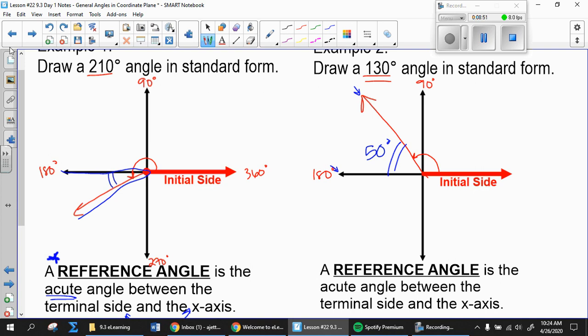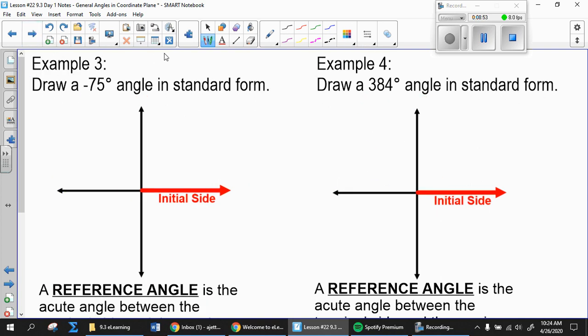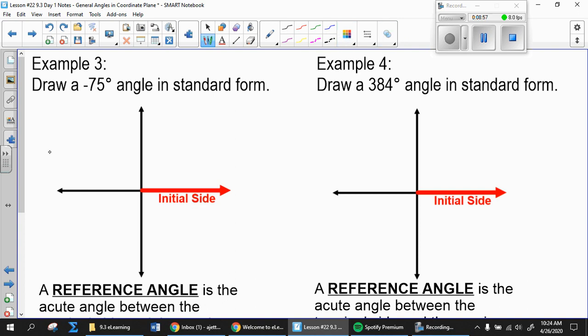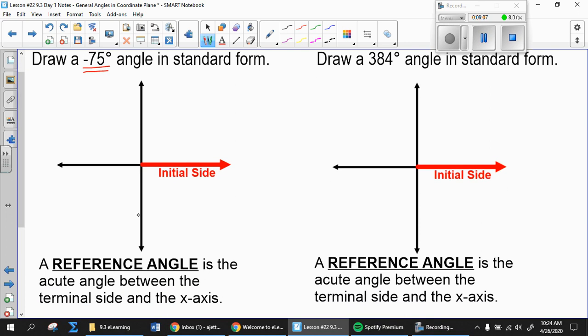All right, let's look at the next one. Negative 75 degrees. But notice here, now we're going negative. So now we're starting at the initial side here and we're going clockwise. We're rotating down here. If I'm rotating this way, this is actually going to be my negative 90 degrees. This is going to be my negative 180. This will be my negative 270, negative 360, and I can keep going.